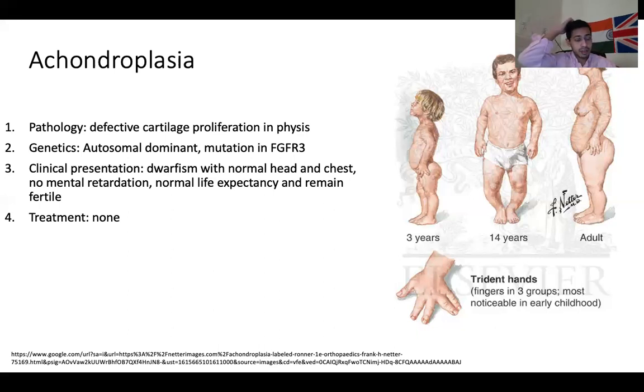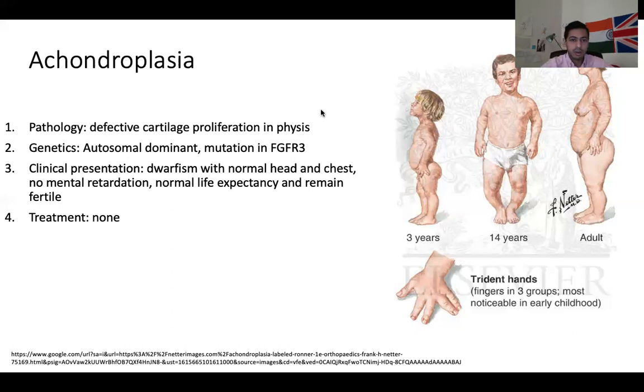They tend to have no mental retardation. They have a completely normal intelligence quotient, IQ, and they have a normal life expectancy. It's no different to anyone else, and they also remain fertile. Treatment-wise, there isn't any treatment, unfortunately. So anyone that does suffer from achondroplasia will be shorter in stature for the rest of their lives.